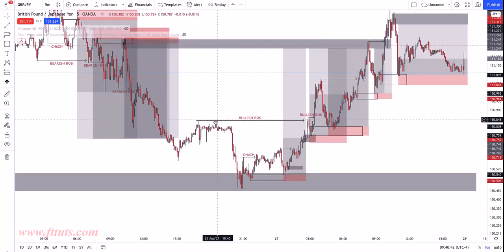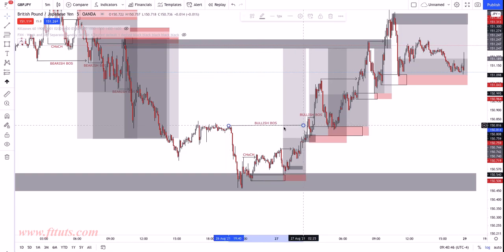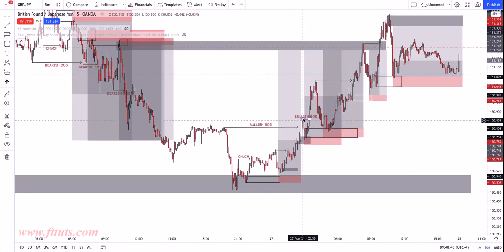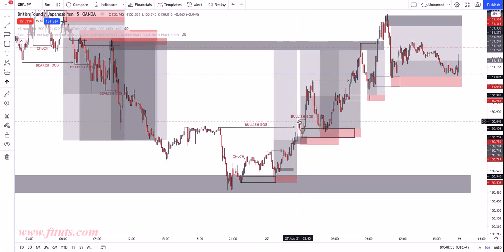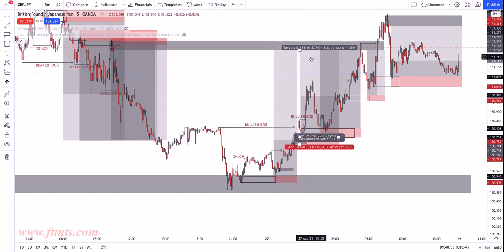And then price broke, I don't know why I have it marked up here, but price broke this structure right here, yeah? Once we got that break of structure, we identified this very nice area of demand, okay? Price broke structure, pulled back into this area of demand, and then we could have went long here as well.